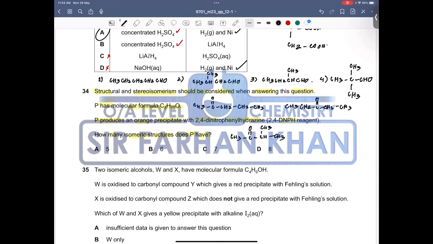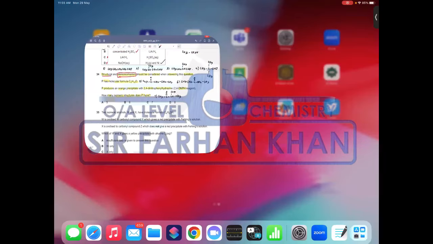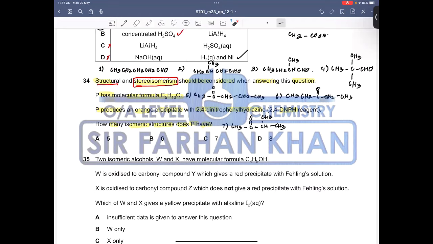Okay, now I need to consider stereoisomerism. And stereo, let me explain it. These are the structural isomers of aldehyde 1, 2, 3, and 4. These are the structural isomers of ketone 1, 2, 3, and 4. Okay, the total structural isomers for aldehyde and ketone would be 7 so far, and all of them are aldehyde and ketone, which means they can easily react with 2,4-DNPH to give orange precipitate. All right. Now, so far I have discussed the structural isomers. I need to consider stereoisomerism.